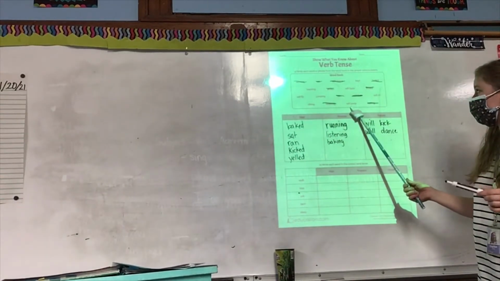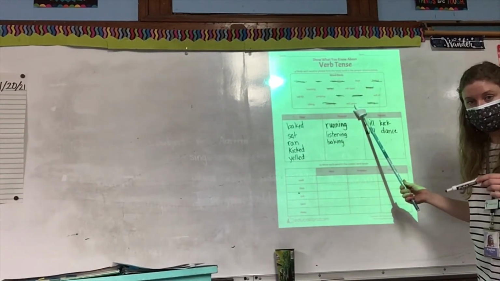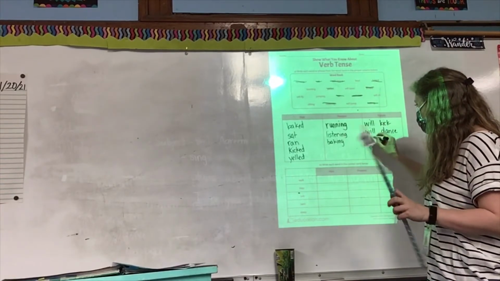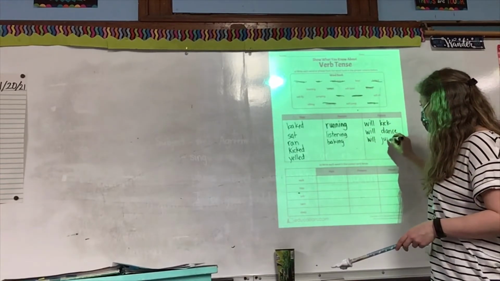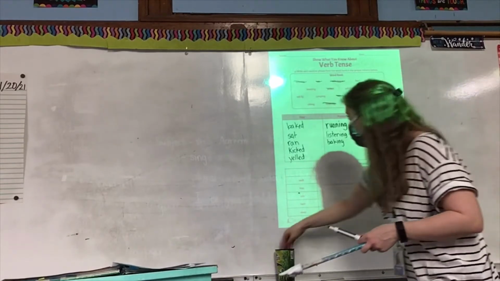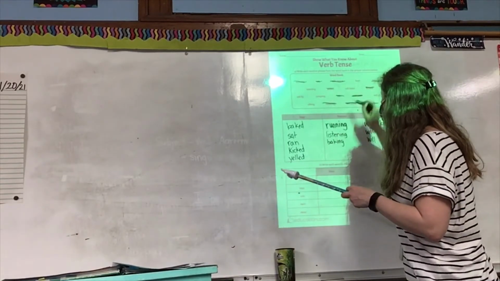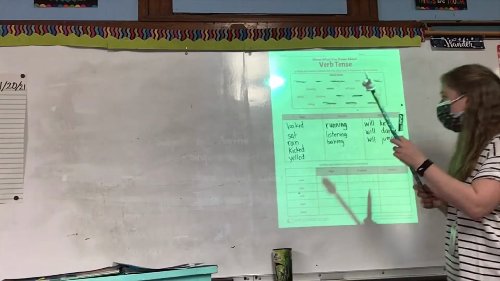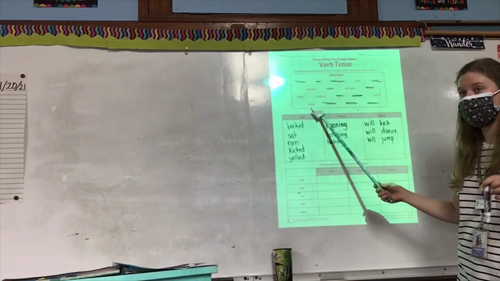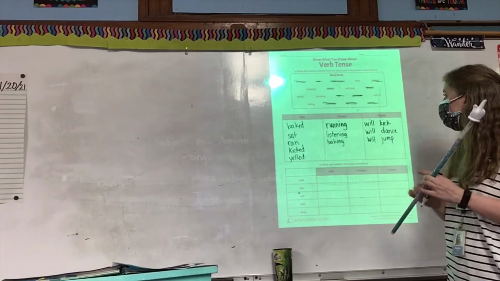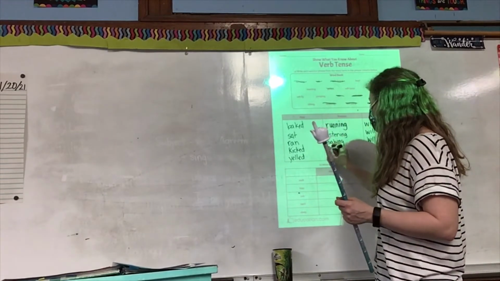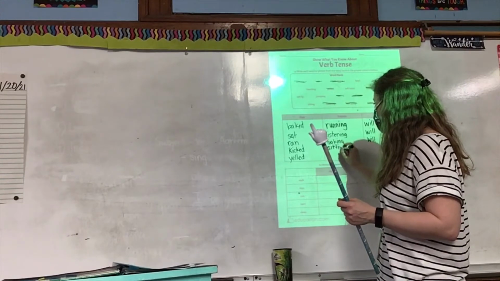Smith, will jump. Future. How do you know? Because it has the word will before it. Victoria, sitting. Present. How do you know? It ends in ing.